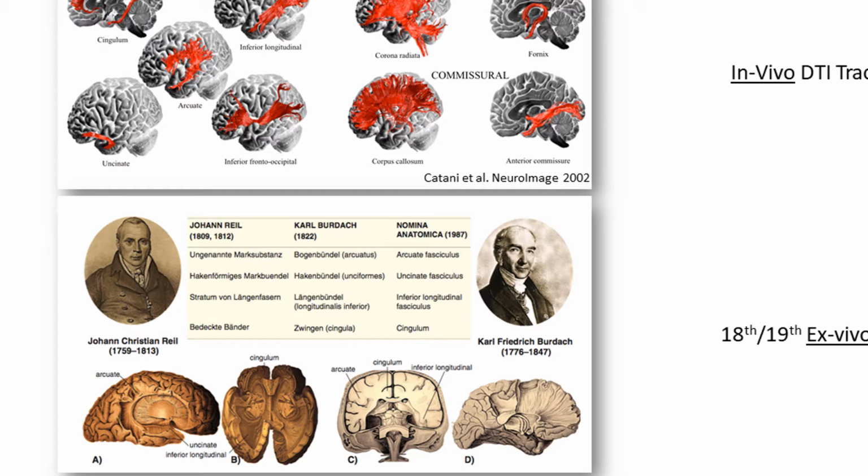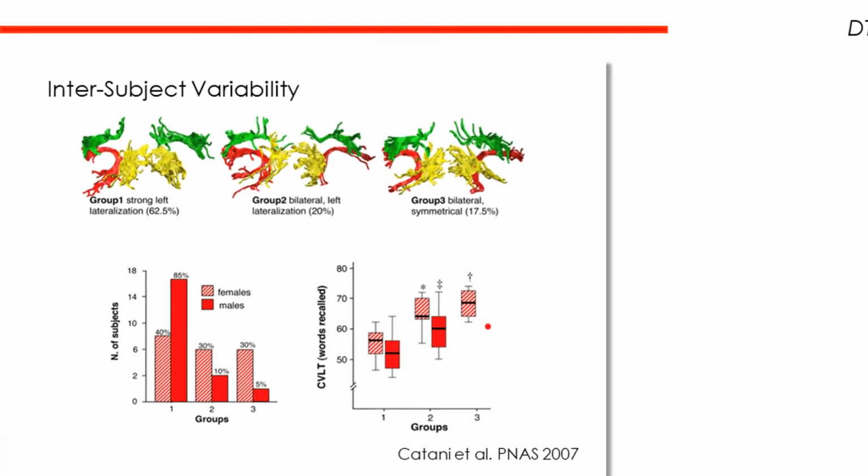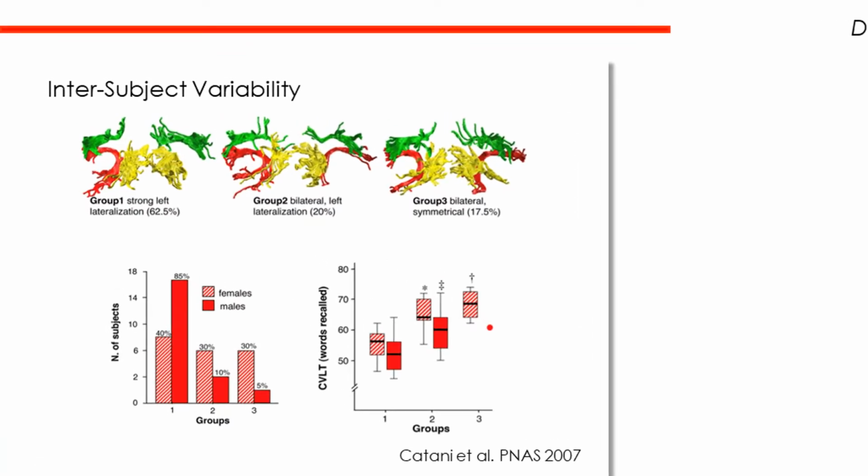Now this is a really powerful technique, but it can also give us a different insight, not just to look at the brain like that, but we can also do some studies. So first of all, we can look at how different brains are different from each other. For example, we know that some subjects are more left lateralized, and other tracts are more bilateral, and by looking at this intersubject variability, we can actually characterize different populations.